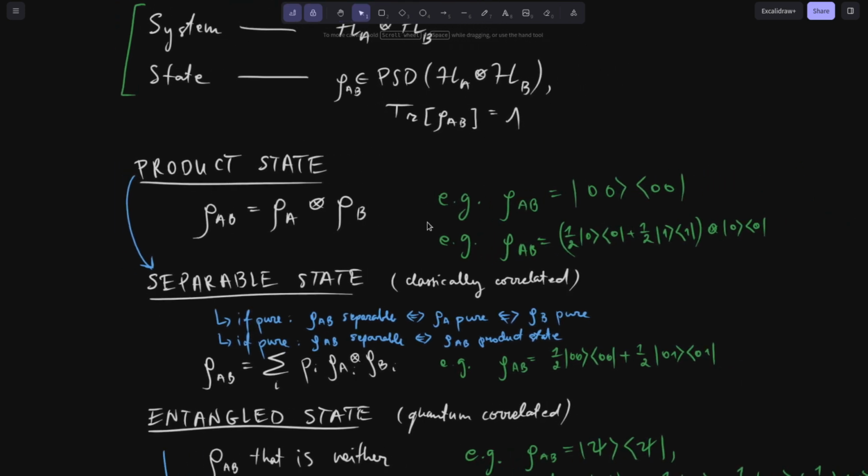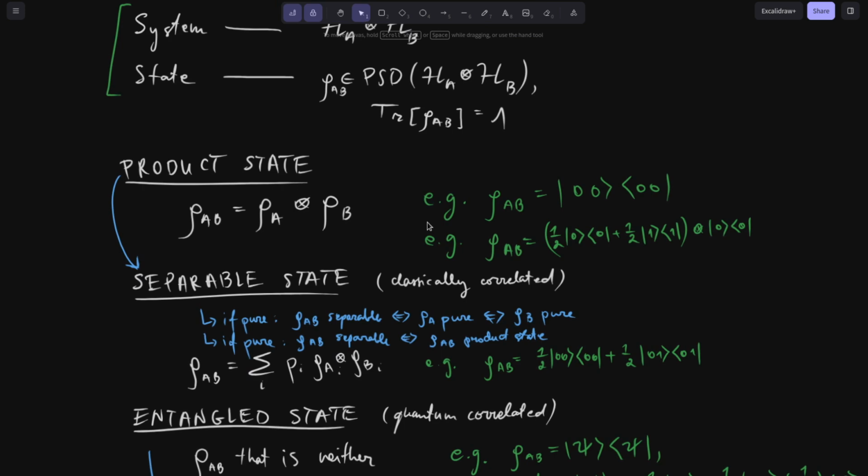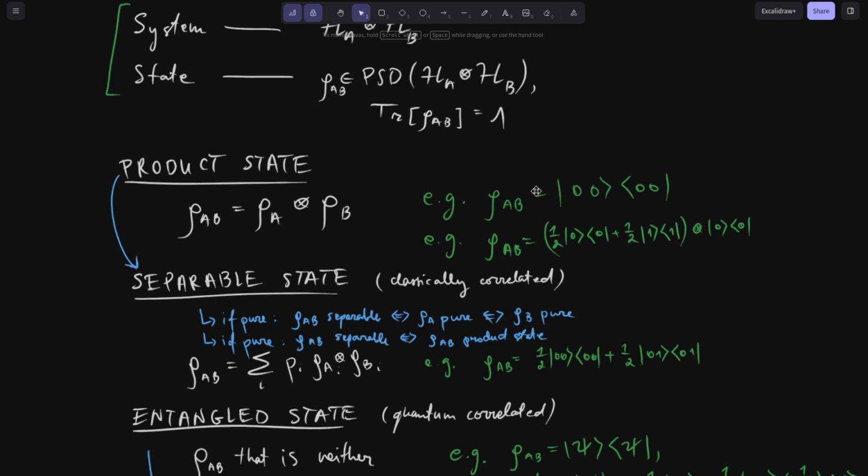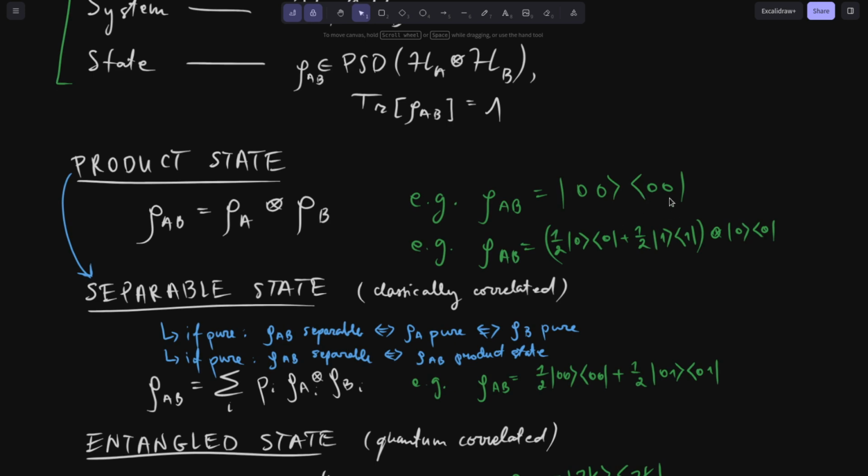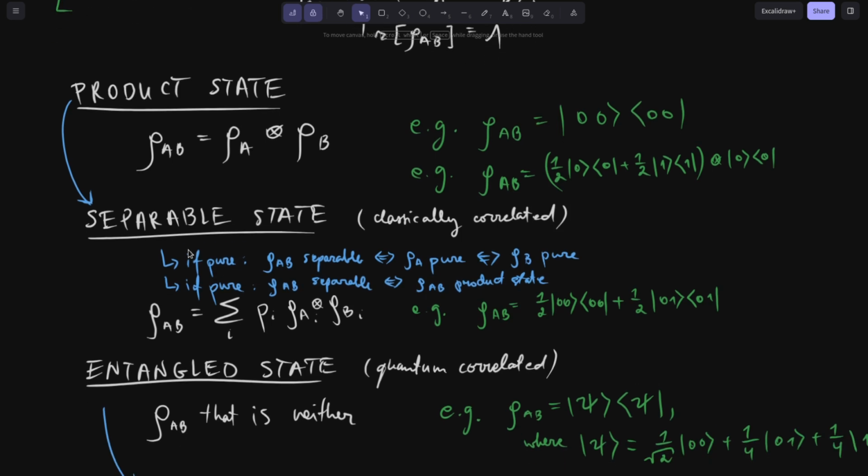And now we have product state. Product state is the one that we can write as a tensor product of other two states on single systems. So for example, 0, 0. It's a product state because we can write it as 0, 0 tensor 0, 0. This is also a product state because we can write it as this state tensor this state. This is on one system, this is on one system. We combine them, we have a composite system, and we have the product state. So this is the most simple example that you can basically use for any classical system.